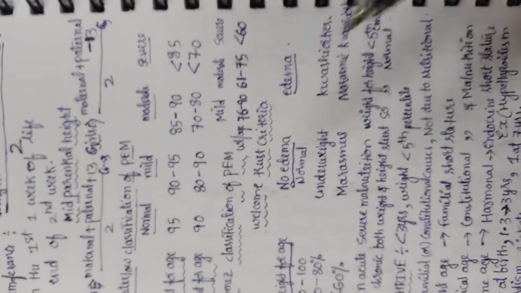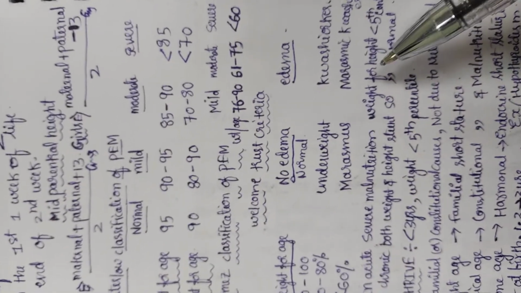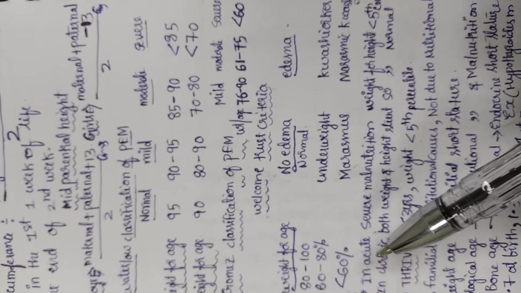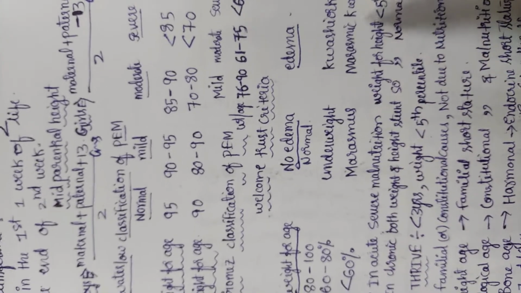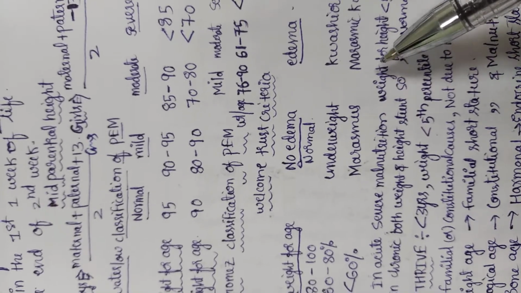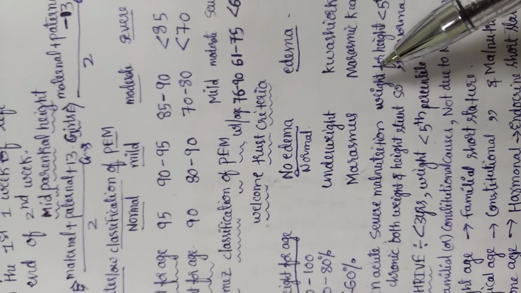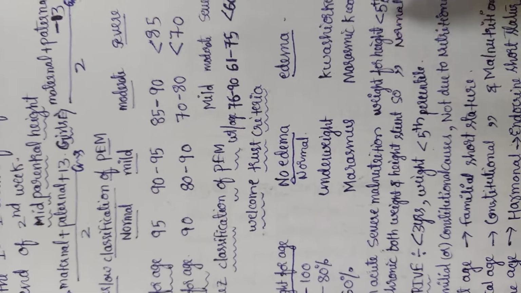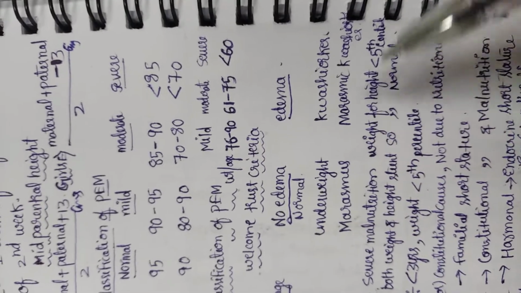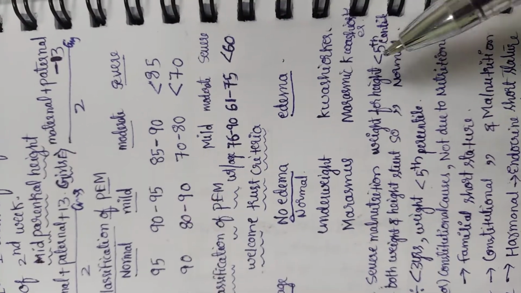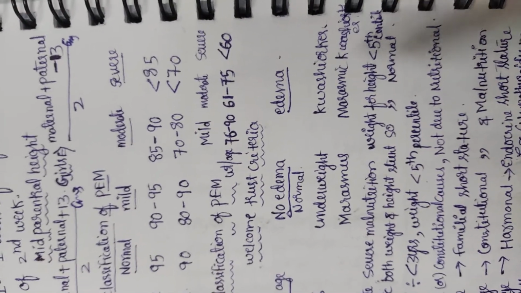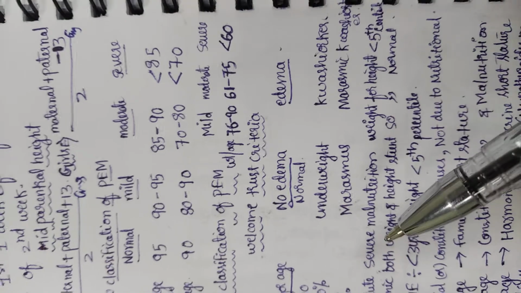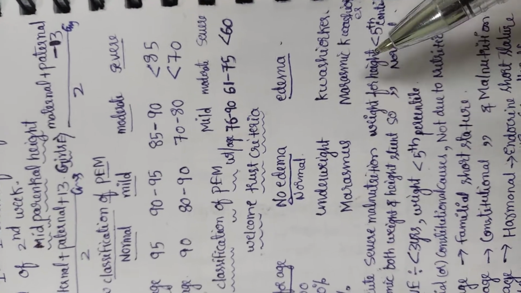There is another entity called weight for height. It is used to calculate acute severe malnutrition. In acute severe malnutrition, height will be normal, but there is a decrease in weight only. So if you divide weight by height, because weight is reduced, it will be less than the 5th centile of a normal child's, because weight will be reduced in acute severe malnutrition, but height is normal.